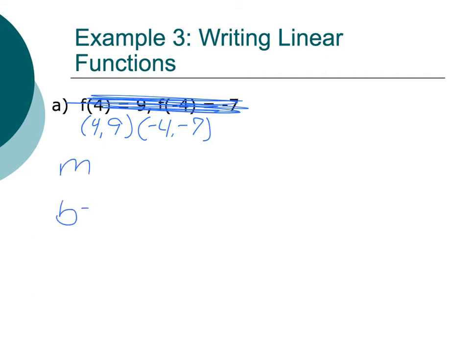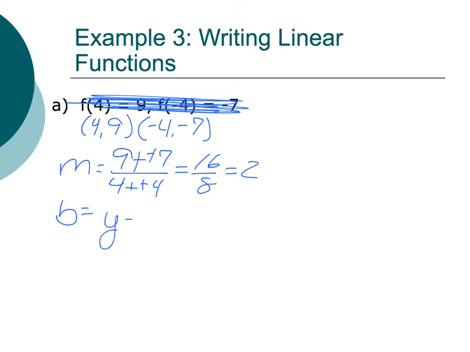Find m, find b. m is 9 minus negative 7 over 4 minus negative 4. That is 16 over 8, which reduces to 2. To find b, plug in what you know. y equals 2x plus b. I'm going to choose the 4 and the 9 because they don't have the negatives. Plug them in for x and y.